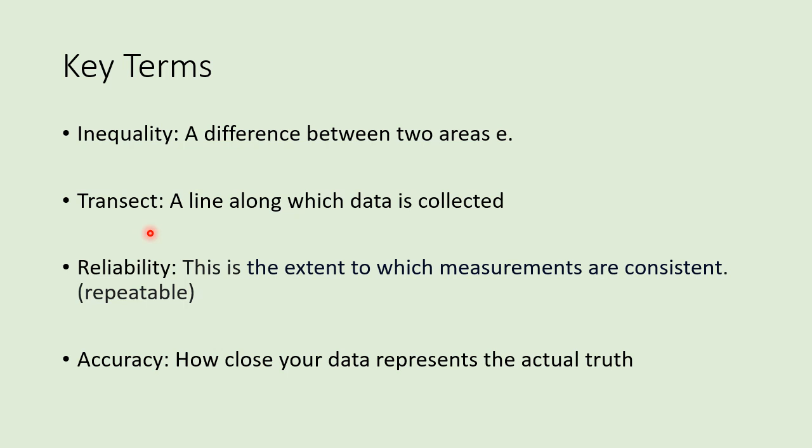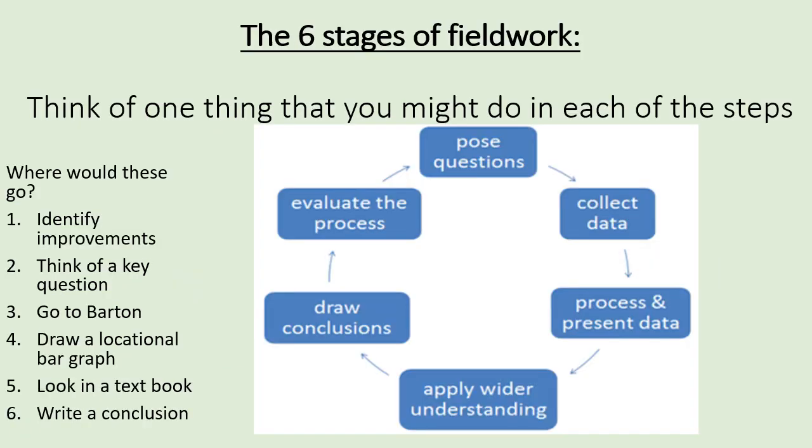Then there are 2 terms that the exam board likes to use repeatedly. One is reliability, which should be the same as what you've learned in science: the extent to which measures are consistent. So if you went down there tomorrow, would you get the same results? And accuracy, which is how close your data represents the actual truth. Those are key terms that we're going to use over and over again in this session. You have to know them. You particularly have to know inequality and transect, because the whole exam is based around those.